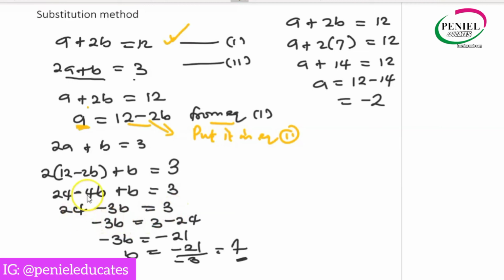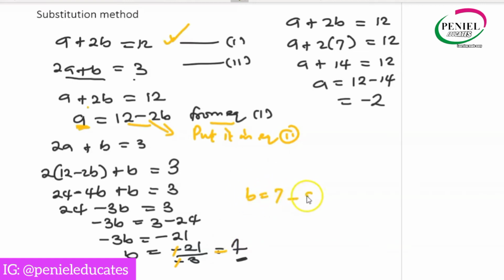Now, take this 24 to the other side. It's going to give you minus 24. That's 3 minus 24, which is minus 21. My b is equal to 7, because negative will cancel negative. 21 divided by 3 is 7. So I have my b is equal to 7.